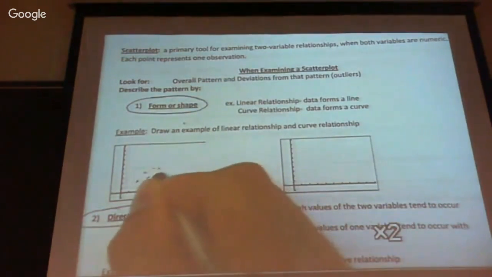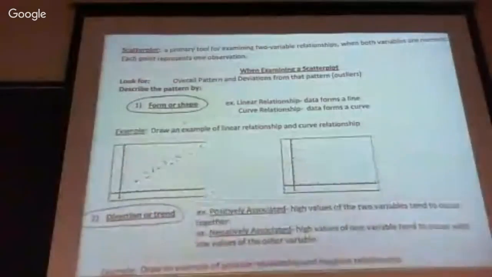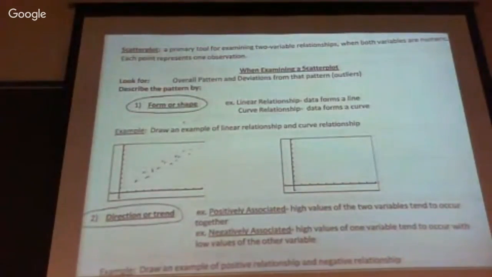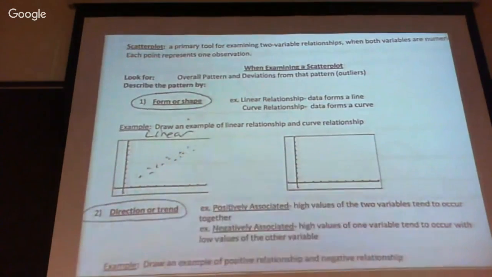Well, let's say our dots, our scatter plot, look like this. Okay? What shape do you see in those dots? Those dots are forming a line. Perfect. That would be a linear relationship. And to be honest, all we're going to do is linear in here.